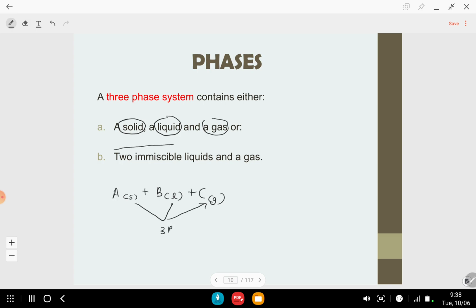Two immiscible liquids, you know that it is two liquids that are non-homogeneous, mixed together, and a combination with gas or maybe with a solid. As long as we know that immiscible means two different liquids, two different phases.